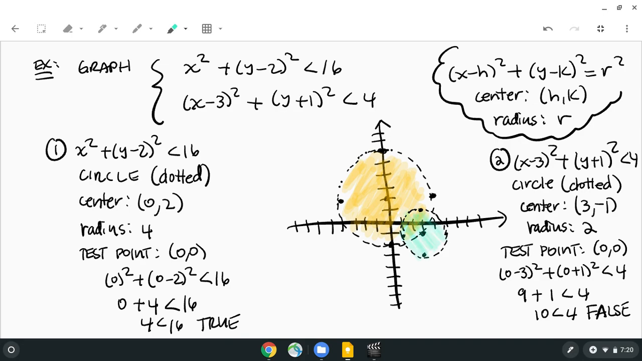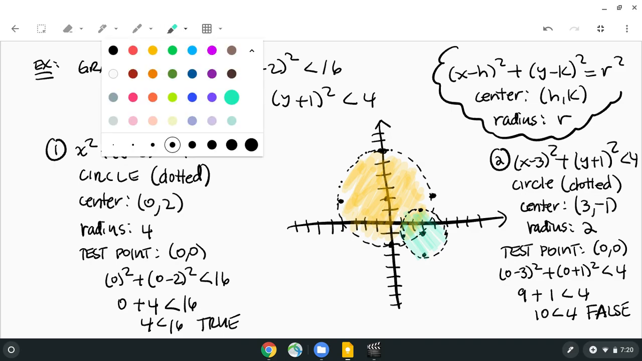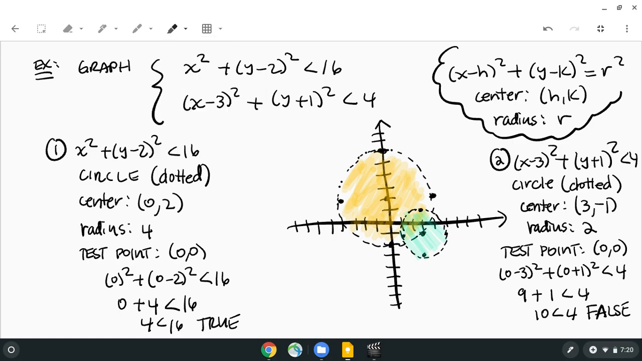Okay, and then we can see here where they're overlapping. Where they overlap is going to be the final solution. So we see that the green and the yellow are overlapping right inside here. So that would be my actual solution to the system, because those are the x and y values that actually will work for both inequalities. All the stuff in the yellow works only for the first inequality. All the stuff in green only works for the second inequality. But the stuff that they have in common works for both inequalities.